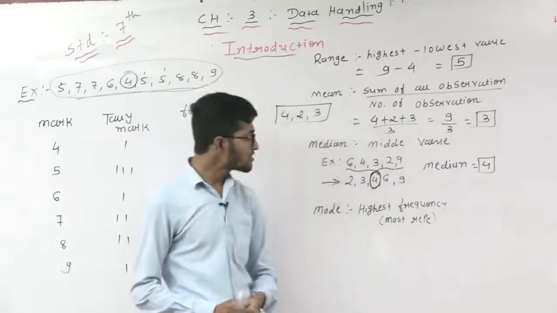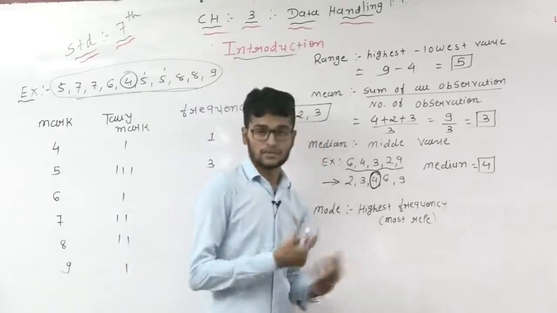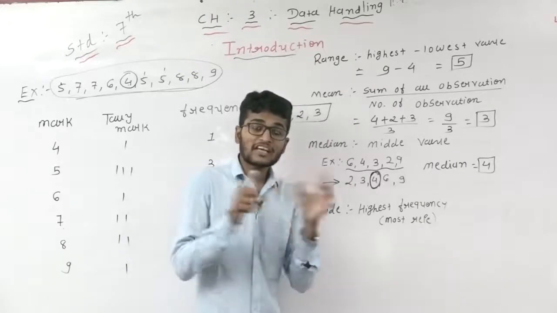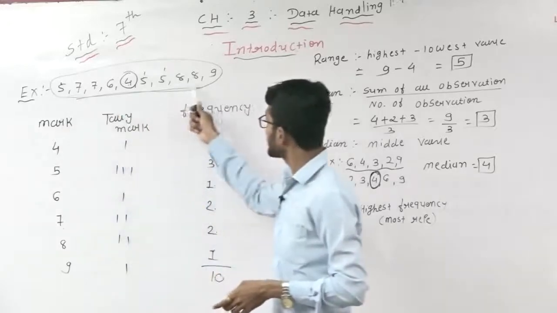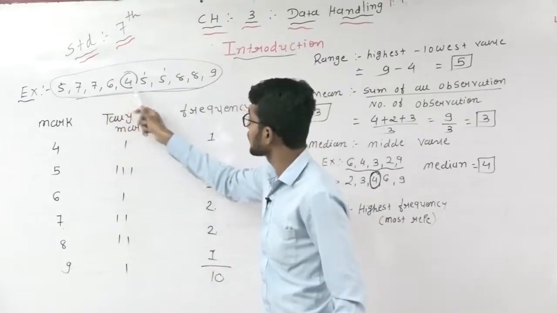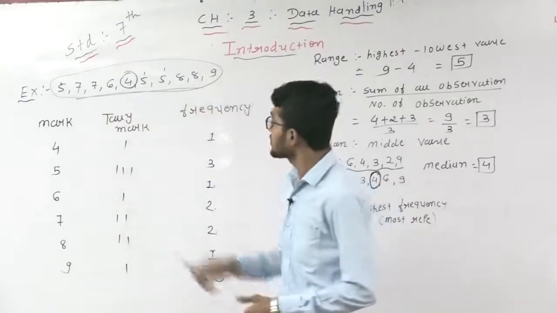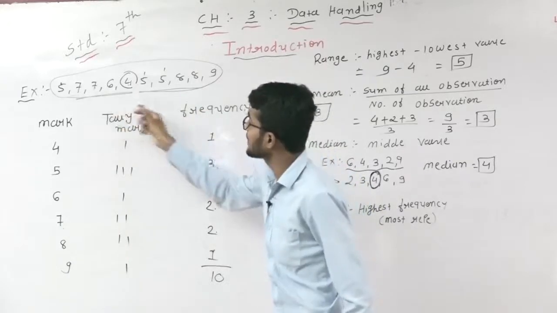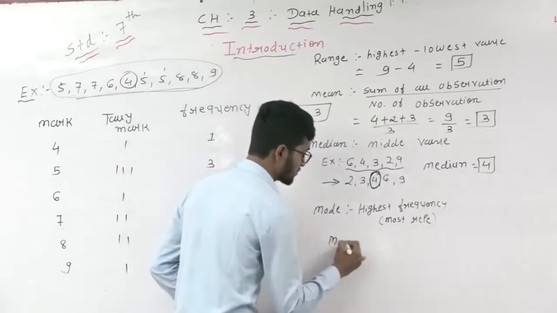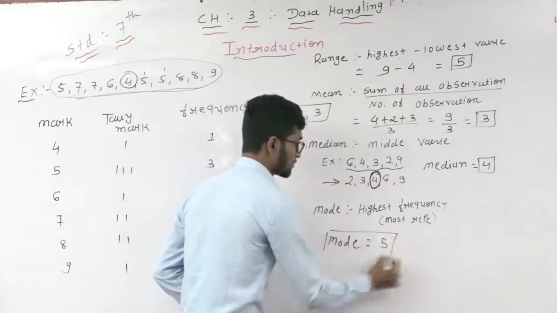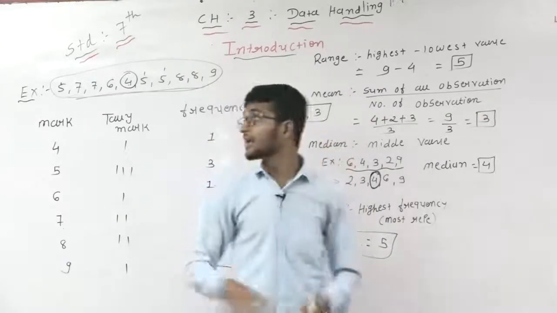So what is the mode? Mode means highest frequency. Highest frequency means most repeated. It means in the given information, which value is repeated the most times. Suppose, dear students, the information given is 5, 7, 7, 6, 4, 5, 5, 8, 8, 9. Which number is repeated more times? We will check: our 5 is repeated more times. How many times? 3 times. So in this information, mode is equal to 5. Right? Mode is equal to 5. So clear, students, what the range, mean, median, mode and the tabular method are.